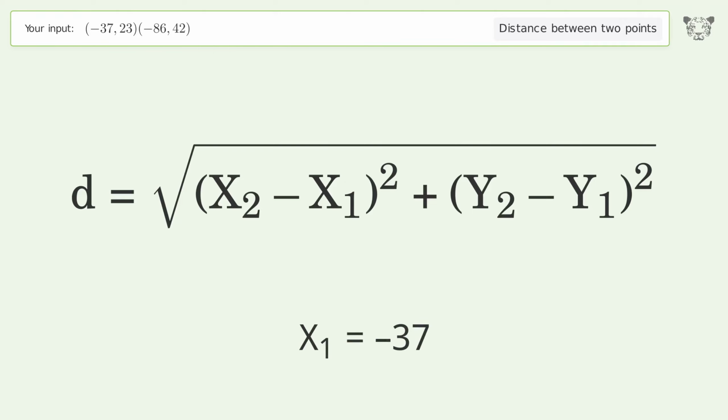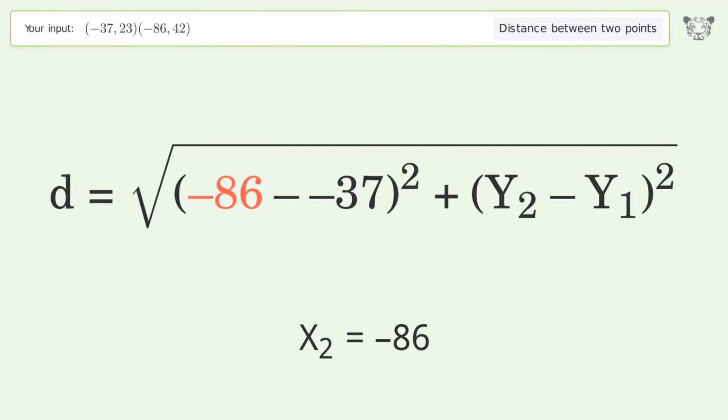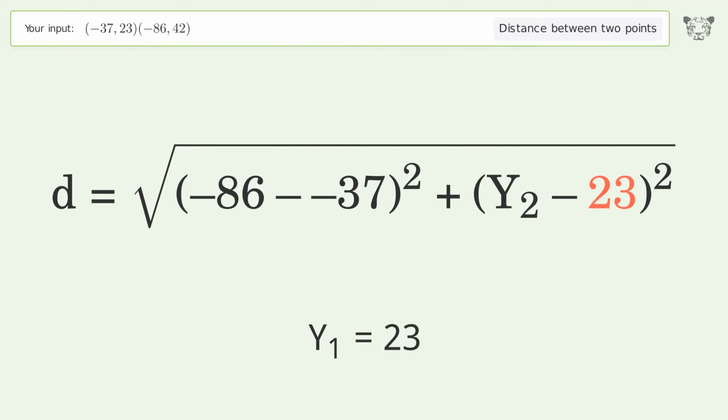x1 equals -37. x2 equals -86. y1 equals 23. y2 equals 42.